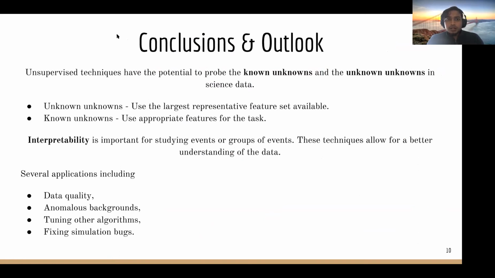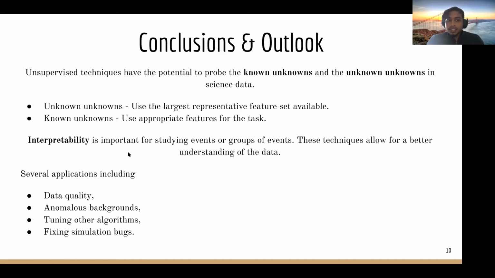So unsupervised techniques have a great power in probing the known unknowns, which is usually what we consider the domain of other supervised kinds of techniques. But also the bigger advantage is that we can probe the unknown unknowns, in which you throw everything at the algorithm and hope it finds something that you're missing that you haven't considered. So that's one of the two main points that I wanted to convey.